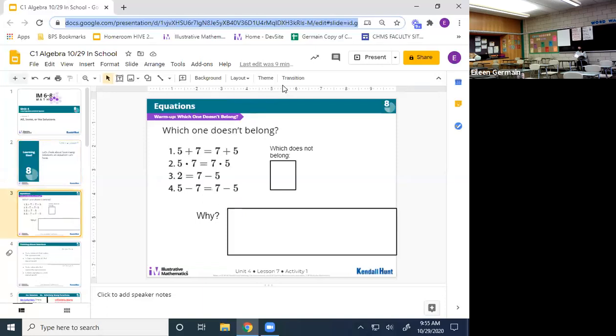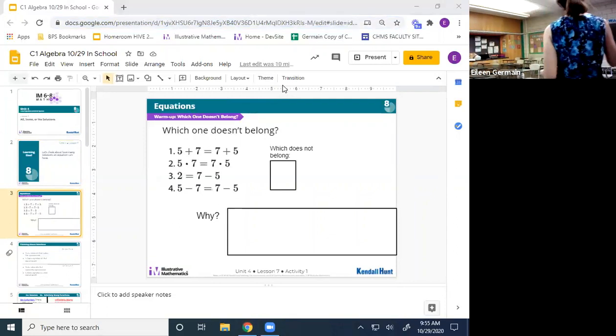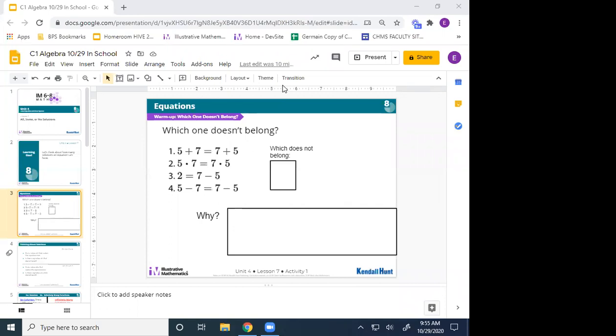Your warm-up activity 15.1, it says, which one doesn't belong? Equations. So, okay, so Kyle put his answer in. I want you to take 1 minute right now to decide which one does not belong and tell me why. In the space that you have in your book, you're picking which one of the equations does not belong, and you're going to tell me why. Okay? We're going to take 1 minute to answer that question.